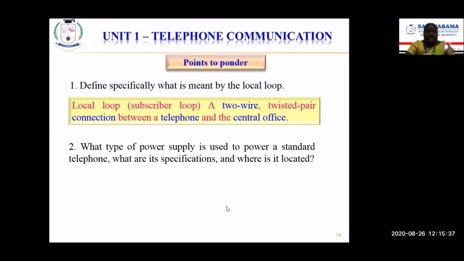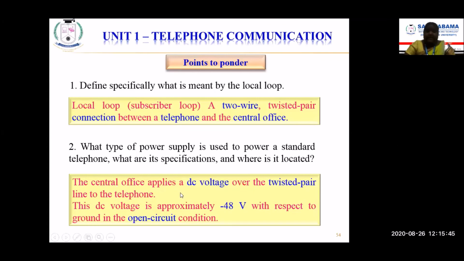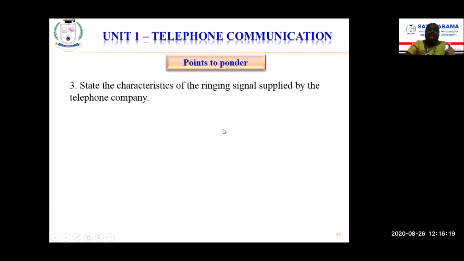Now let us see the exact definition. The type of power supply used here is DC voltage, as many of you have mentioned. The central office applies the DC voltage over the twisted pair line to the telephone. The DC voltage applied is approximately minus 48 volt with respect to ground in the open circuit condition. It is located at the central office, and the central office supplies the DC voltage to the telephone instrument via the twisted pair connection. So the level is minus 48 volt. Thank you so much. Next we will move on to the third question. State the characteristics of the ringing signal supplied by the telephone company. What is that?